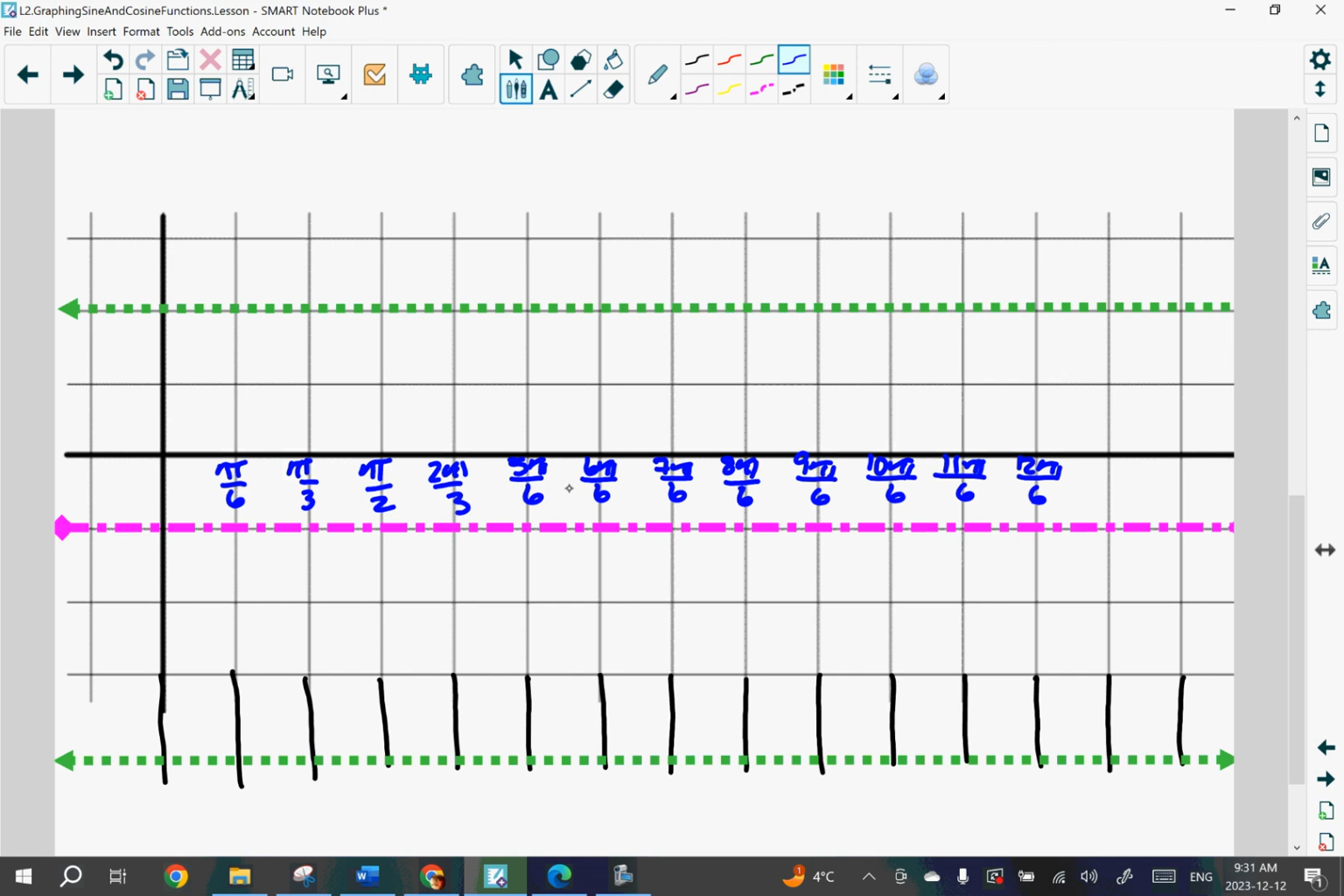5 pi over 6 can't simplify. 6 pi over 6 is just going to become pi because 6 divided by 6 is 1. 7 pi over 6 can't simplify. 8 pi over 6 is 4 pi over 3 because we could divide a 2 out of both of those. 9 pi over 6, I could divide a 3 out, 3 pi over 2.